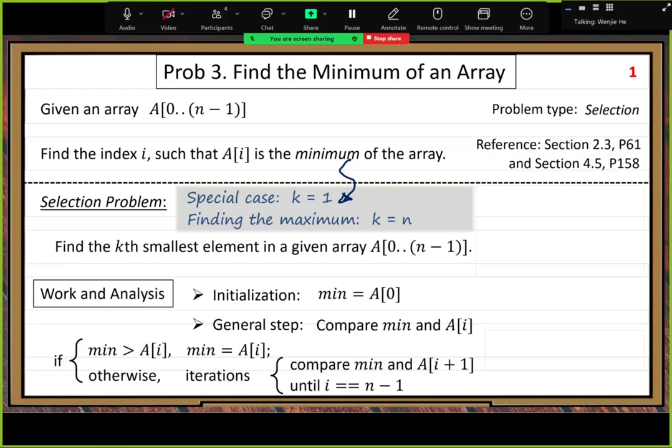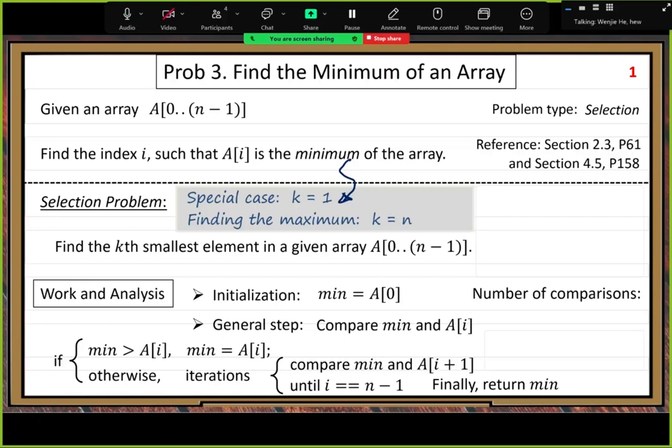After you finish comparison with the last element in the array, the min variable should store the global minimum, the minimum of the whole array. So that's your final answer.